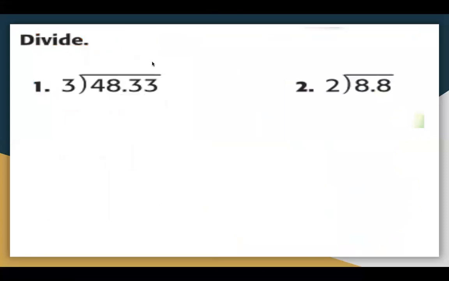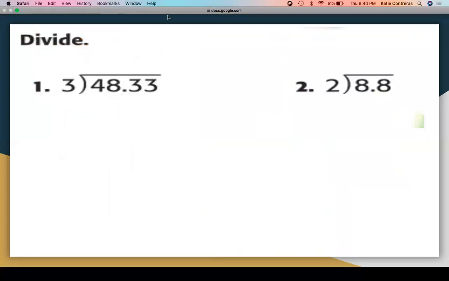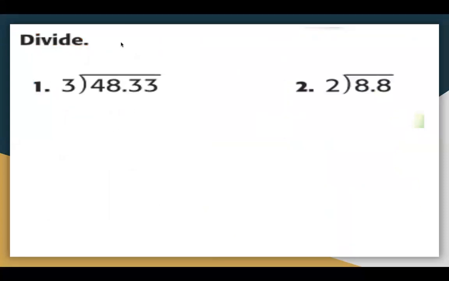Look at these 2 examples now. Okay, so we have the number 1 over here. We have 48 and 33 hundredths divided by 3. So the first thing I'm going to do, I'm going to bring this decimal straight up above the dividend. Okay, as long as I keep all my numbers and everything lined up, the decimal's in the perfect place.